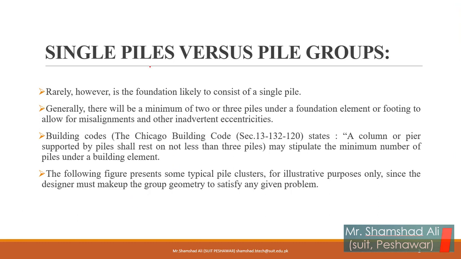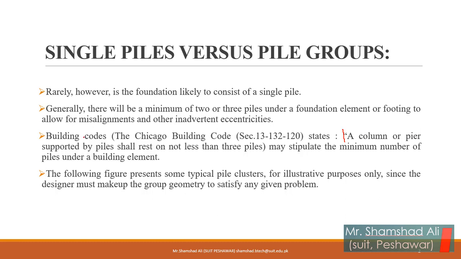Firstly, we will learn about single piles versus pile groups. Rarely, however, is the foundation likely to consist of a single pile. Generally, there will be a minimum of two or three piles under the foundation elements or footing to allow for misalignments and other inadvertent eccentricities.